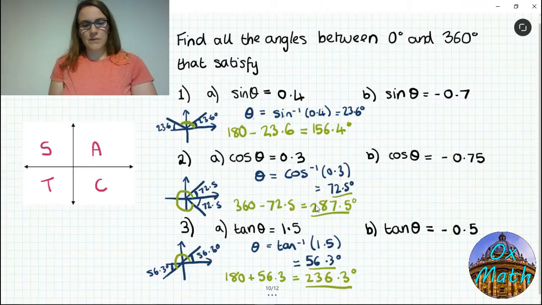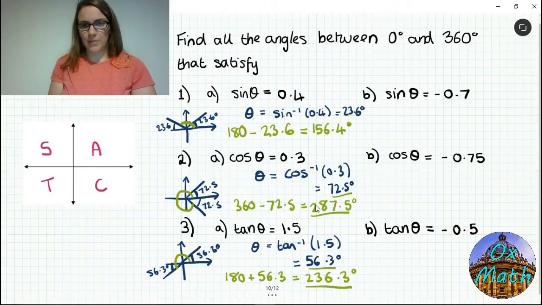So these three rules are the exact same rules that we've already looked at, but it is a way of remembering it. If you don't understand or you don't like the graphs, or you have a particularly bad memory, if you can remember an acronym, like all silver teacups, all students take calculus, something like that, then you can use this method instead. Let's have a look then at the negative examples.